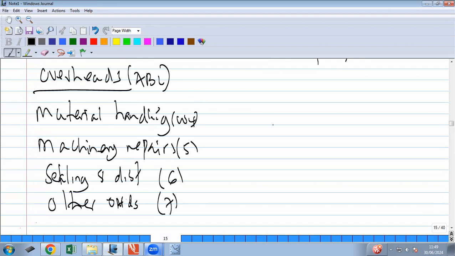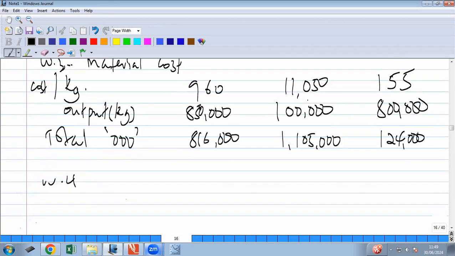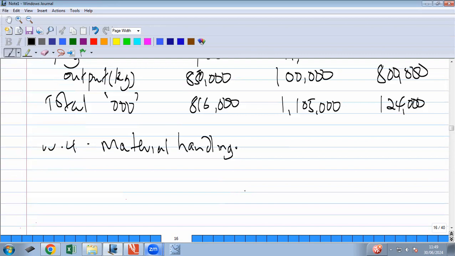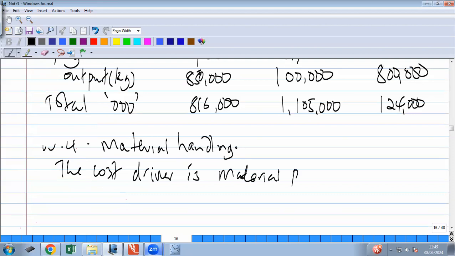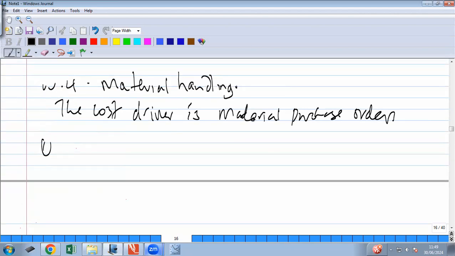So let's go to working number 4. We shall say material handling. And under material handling, the first thing you do is you tell the examiner that the cost driver is material purchase orders. If this is the material purchase orders, then we need our overhead absorption rate for this, right?